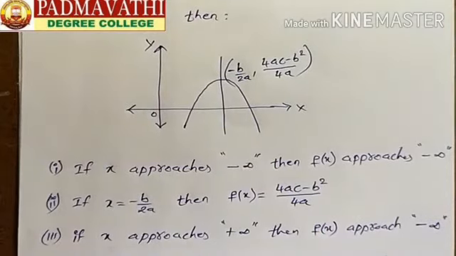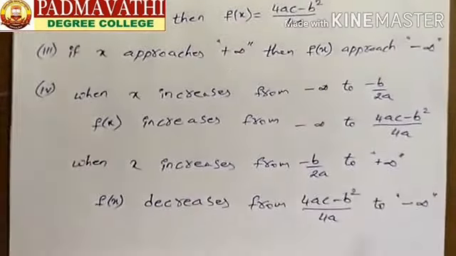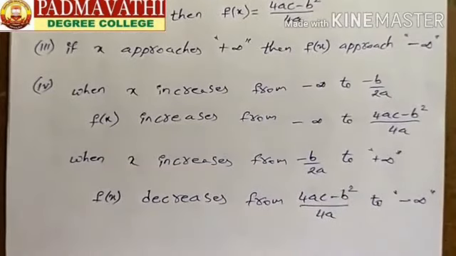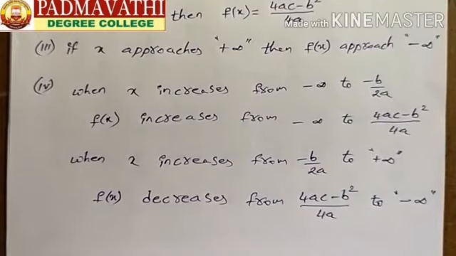So next, similarly, these three cases combined we can write in these two sentences. First one, when x increases from minus infinity to minus b by 2a, f of x increases from minus infinity to 4ac minus b square by 4a. So this is the first statement. Second one, when x increases from minus b by 2a to plus infinity, then f of x decreases from 4ac minus b square by 4a to minus infinity.